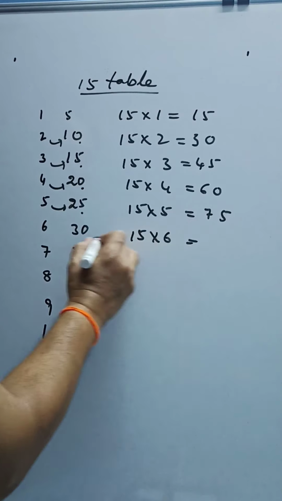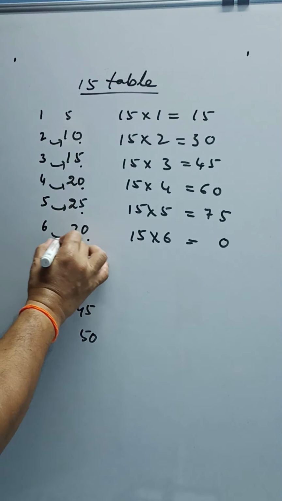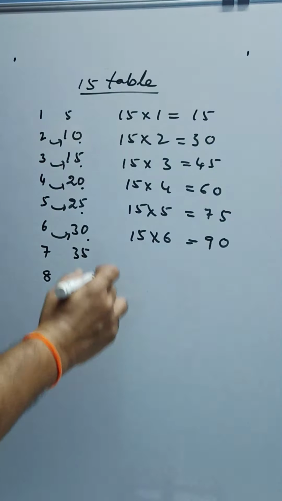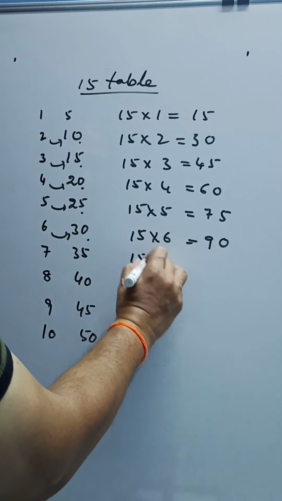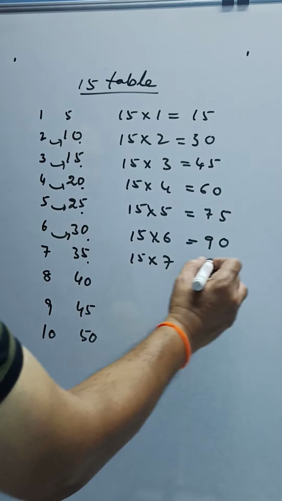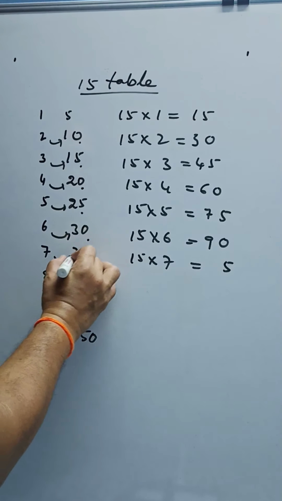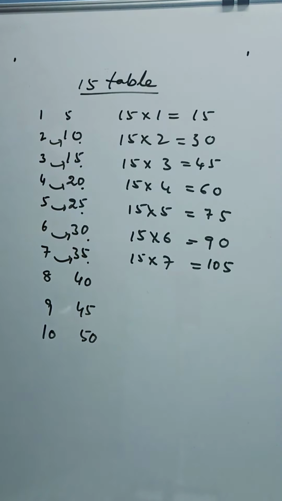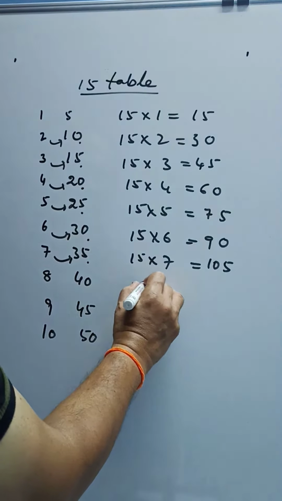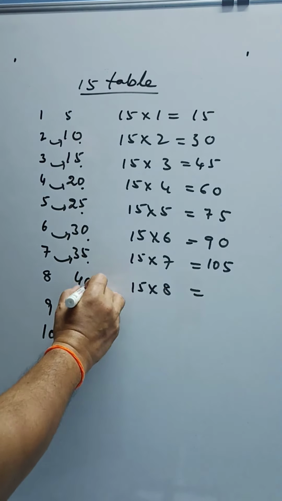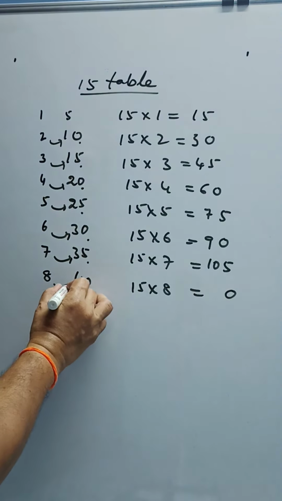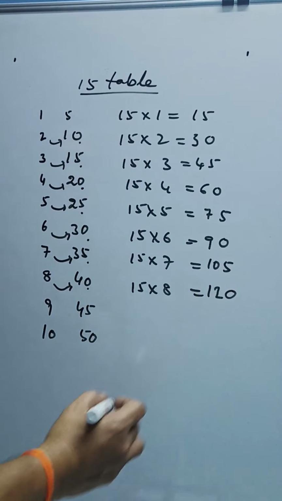15 sixes are 0 in the ones place and 6 plus 3 is equal to 9 in the tens place. 15 sixes are 90. To write 15 sevens, 5 in the ones place, 7 plus 3 is equal to 10. 15 sevens are 105. To write 15 eights, 0 in the ones place, 8 plus 4 is equal to 12. 15 eights are 120.